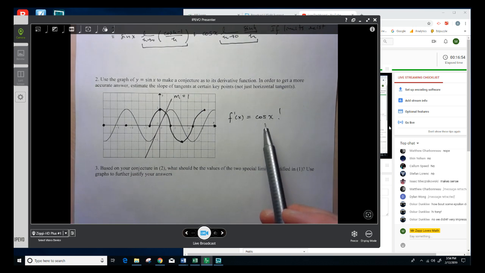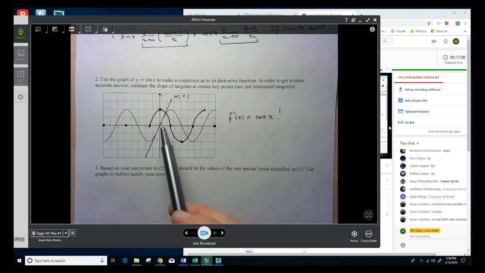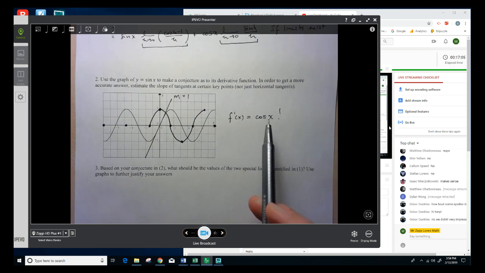Now, we shouldn't be surprised that the derivative is periodic, because if sine x repeats itself, it means those slopes of the tangents are going to repeat themselves. But this is a pretty nice result that it's exactly the function cos x.